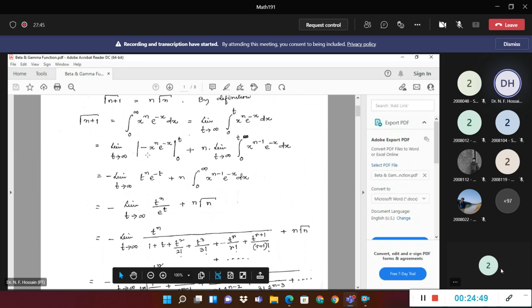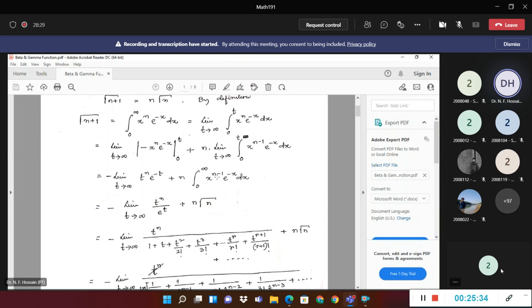Anyway, now from the second term, we had this n into limit t tends to infinity, integral 0 to t of x to the power n minus 1 e to the power minus x. Just like from this integral 0 to infinity x to the power n e to the power minus x dx, you are getting n into this. So again, if you apply integration by parts, in the next term you will get n into n minus 1 into integration 0 to infinity x to the power n minus 2 e to the power minus x, which actually gives you gamma n.